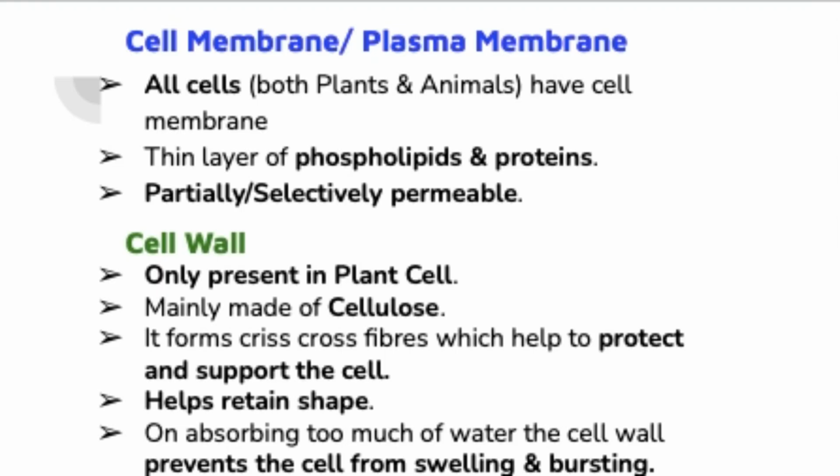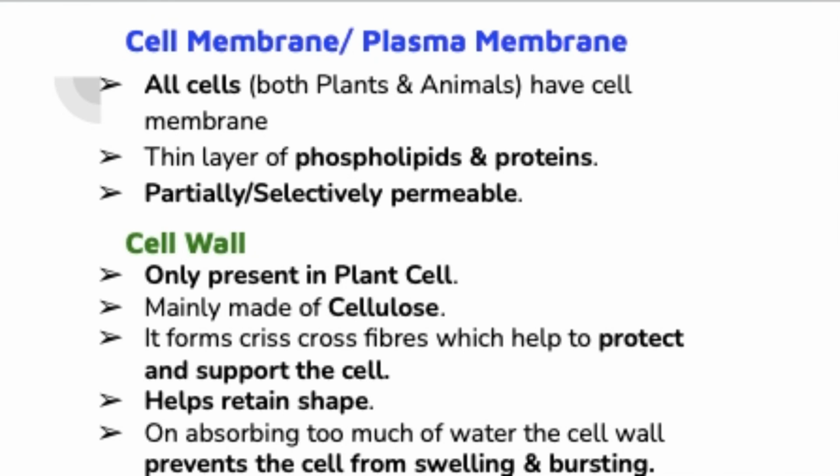Now let's talk about the cell membrane, or plasma membrane. Whatever sort of animal or plant they come from, all cells have a cell membrane on the outside. Inside the membrane is a jelly-like substance called cytoplasm, in which are found many structures called organelles. It's made out of phospholipids and proteins. It is partially permeable.